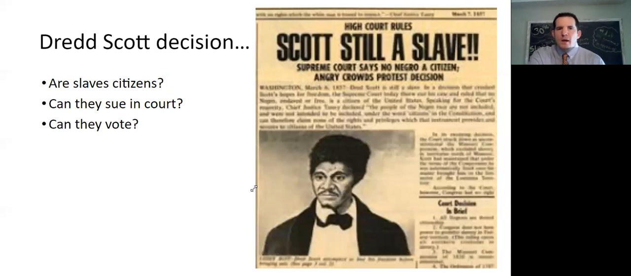The next one we'll deal with is the Dred Scott decision with African Americans. A couple questions here. So we'll go to that next slide. Group targeted, we'll put African Americans. A couple questions. Are slaves citizens, can they sue in court? And can they vote? And not only slaves, but just African Americans in general, whether you're in a free state or not.